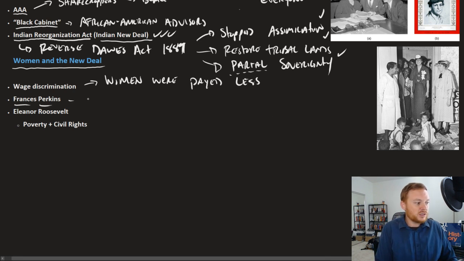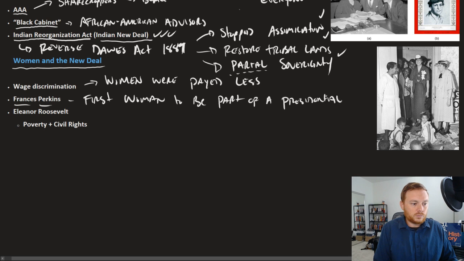Frances Perkins was the first woman to be part of a presidential cabinet. Again, the cabinet is the president's closest advisors.